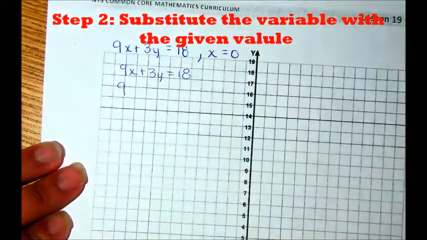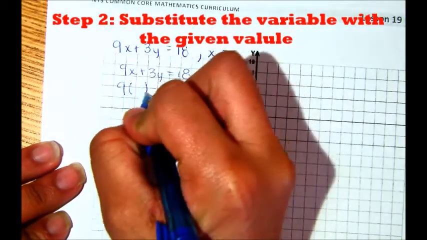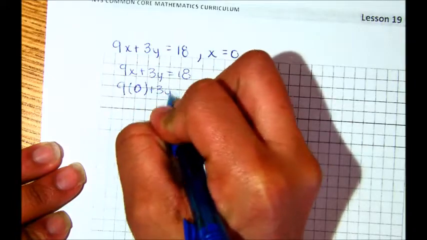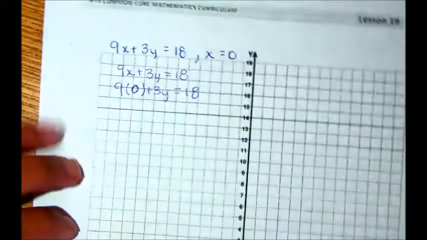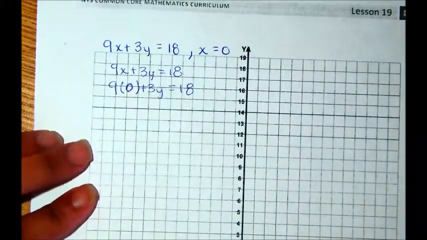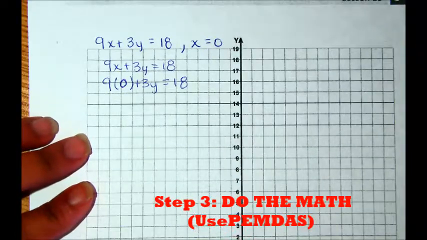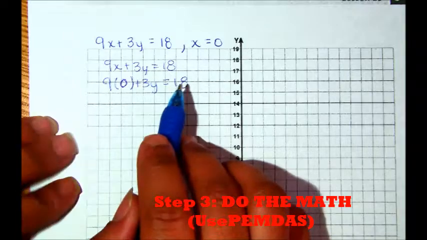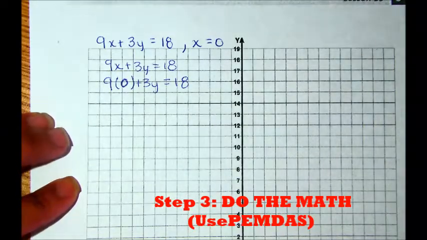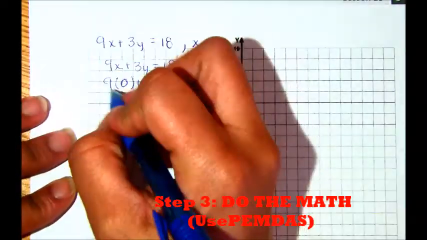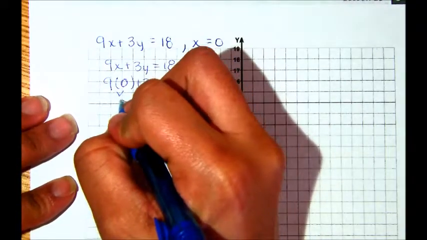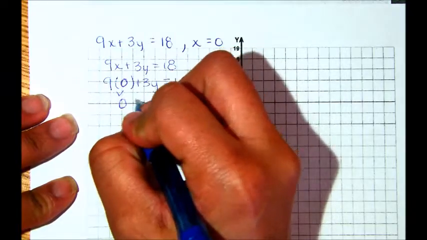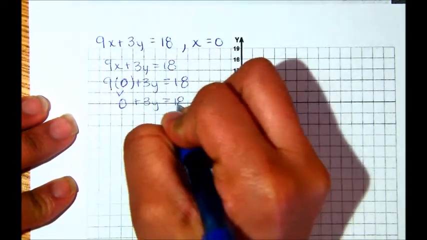So when I rewrite the equation this time, I'm going to substitute using parentheses everywhere I see an x. I'm going to replace it with a 0. Bring down everything else I didn't touch. So step 3 is where a lot of us are getting confused. Remember, step 3, once we've substituted, we always do some math. So I'm going to scan from left to right. I'm going to use PEMDAS, the order of operations, to determine what math to do first. I see multiplication happening between this 9 and this 0. I know that 0 times anything is 0, so that's going to be 0 plus 3y equals 18.